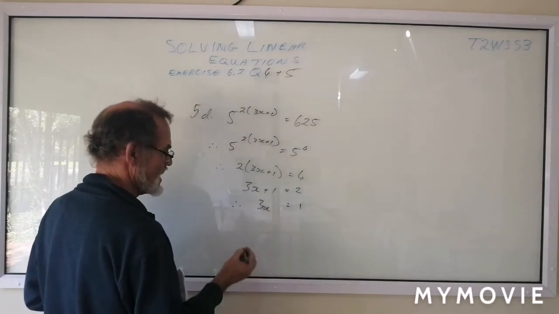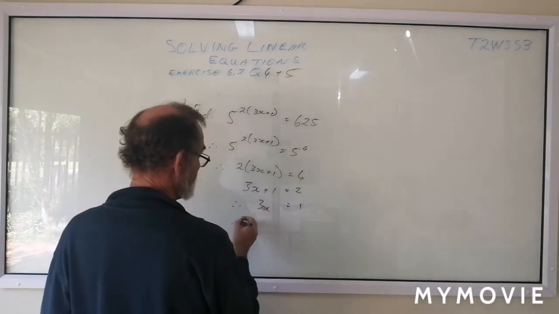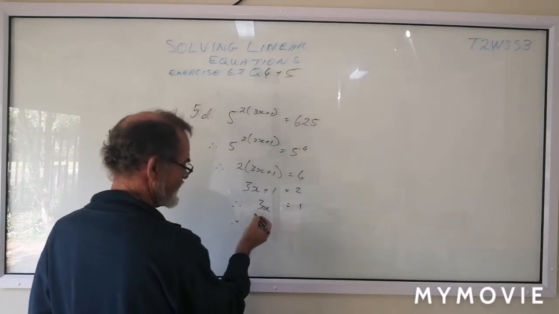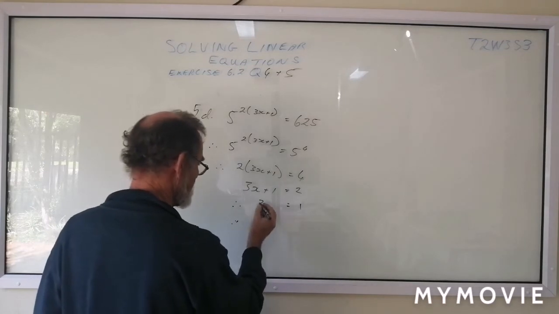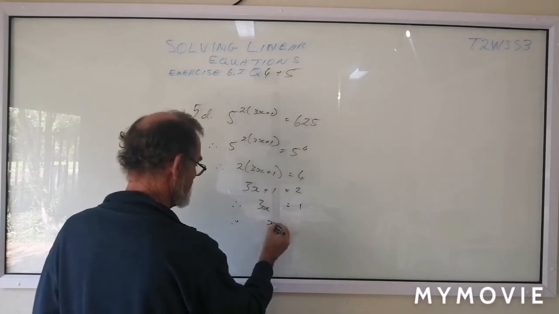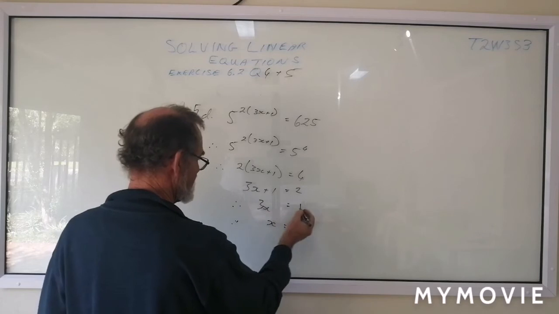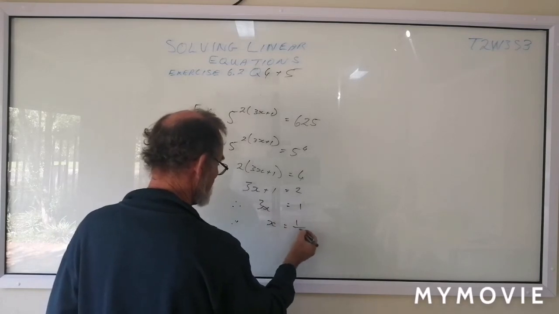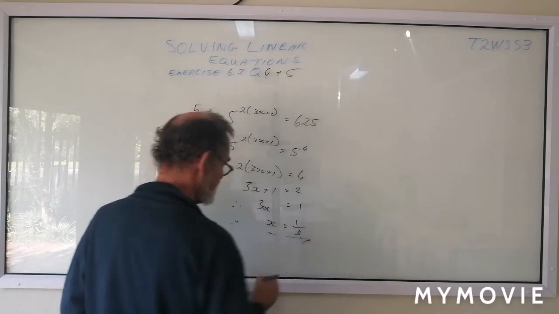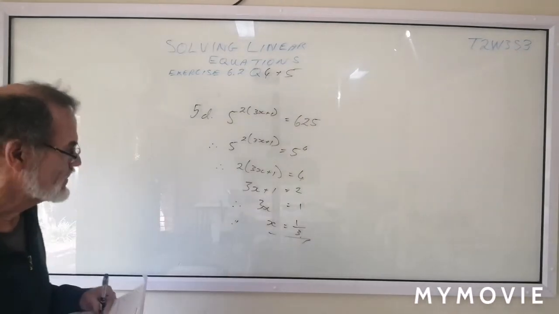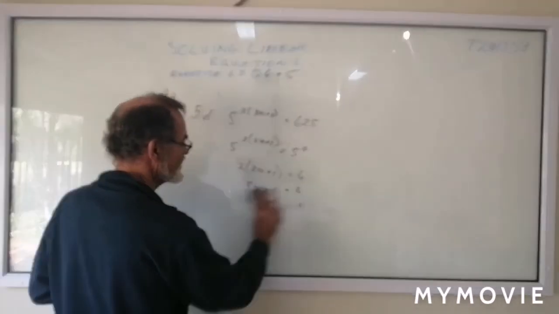Okay? And therefore, we're going to get rid of 3, so we're going to divide by 3. This coefficient here becomes 1, so it's just x. And if we divide this by 3, we get 1/3. So x is 1/3. Right.